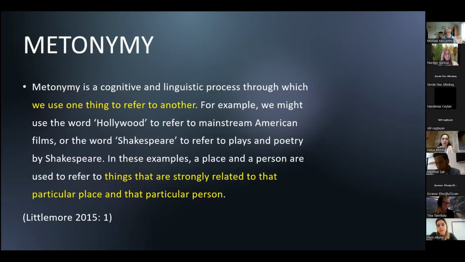So there I've highlighted the two phrases which are most important. We use one thing to refer to another. So, that's what we do when we create a metaphor. But the difference being that things that are strongly related to that particular place and that particular person are chosen. In the case of Hollywood, Hollywood is strongly related to the film, the movie industry, and Shakespeare is strongly related to his own plays and poetry.